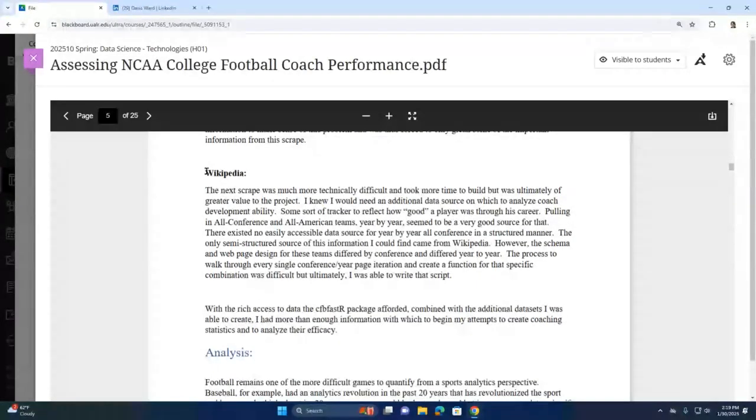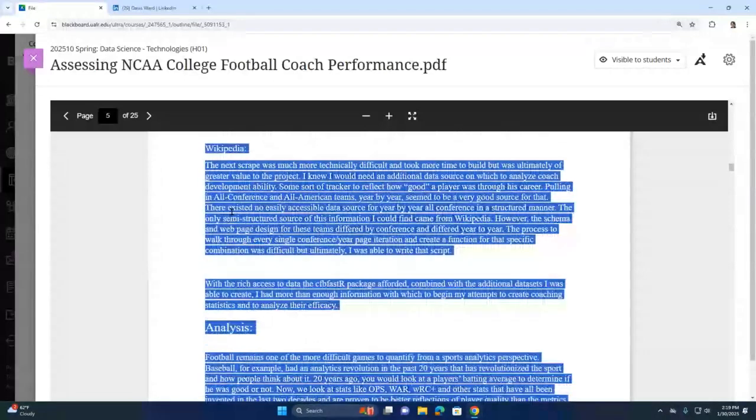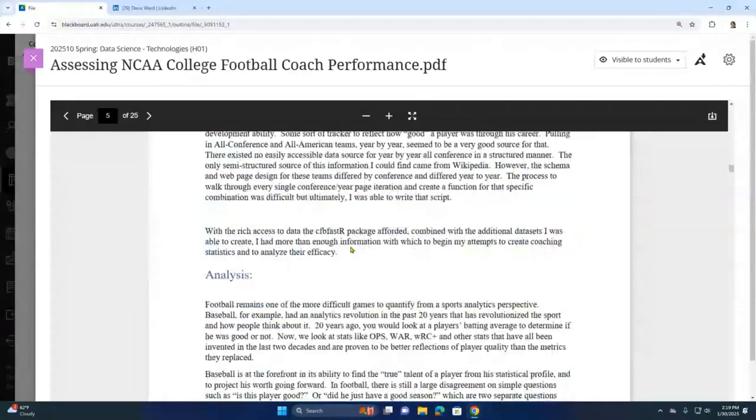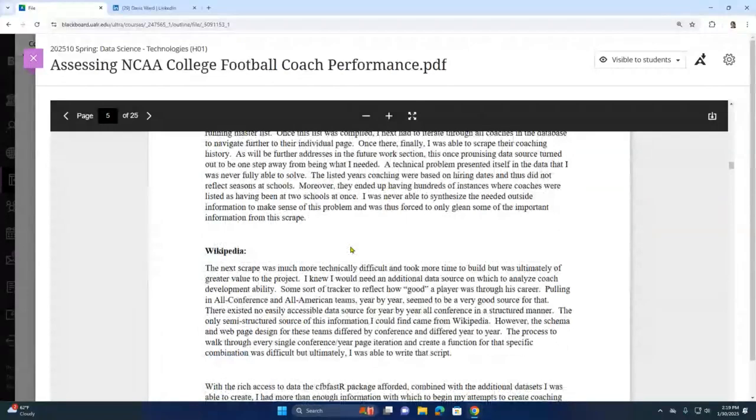And he also did some scraping from Wikipedia. So a good part of his project was first developing the idea, thinking about how he would develop some metrics, and then going out and trying to figure out where he could get the data.